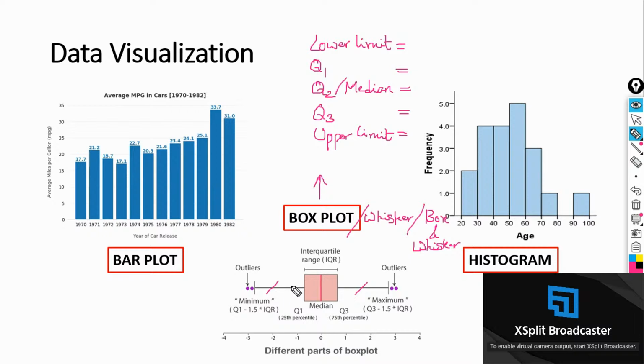Let us understand what these whiskers are, what the upper limit, lower limit, Q1, Q2, and Q3 are. The extreme left portion is called the lower limit. This lower limit is calculated using Q1 minus 1.5 times IQR. So in order to understand lower limit, you have to understand Q1 and IQR. Am I right? Yes. So what is Q1? Q1 is called the 25th percentile.